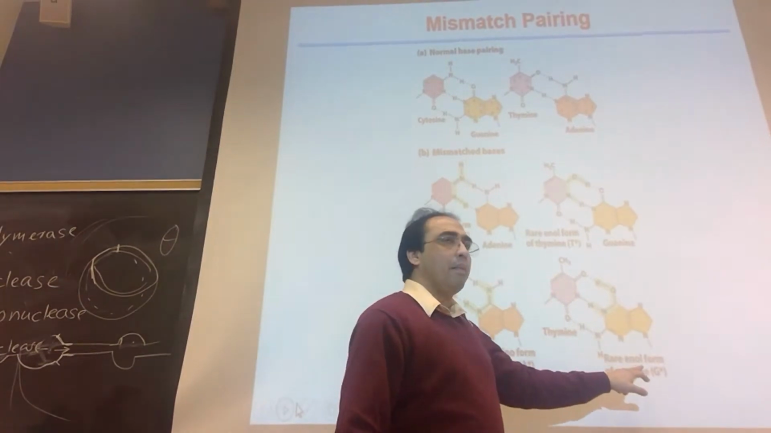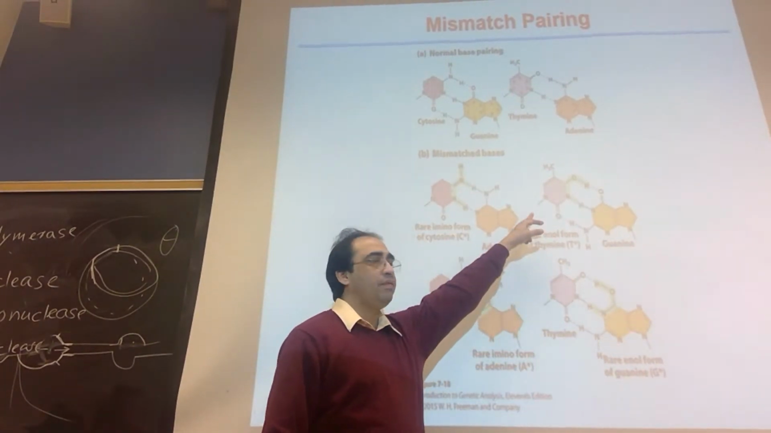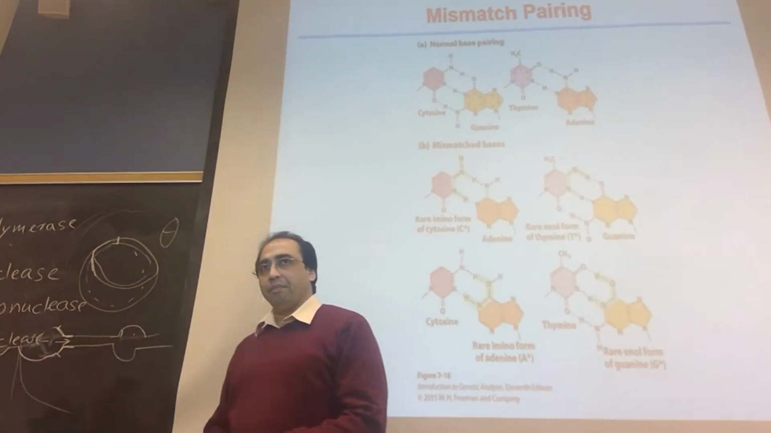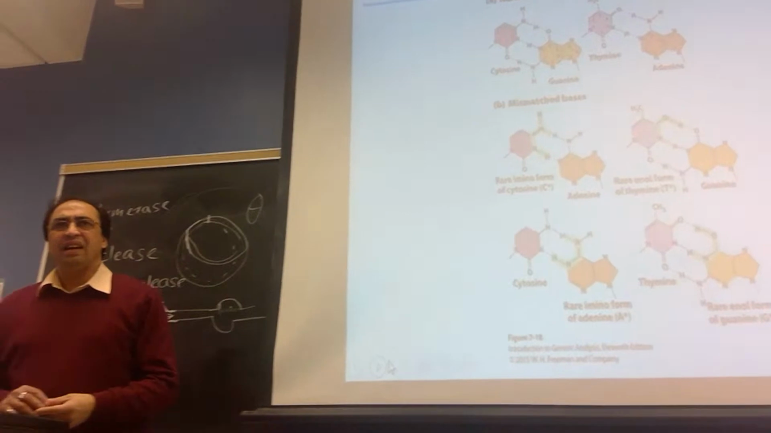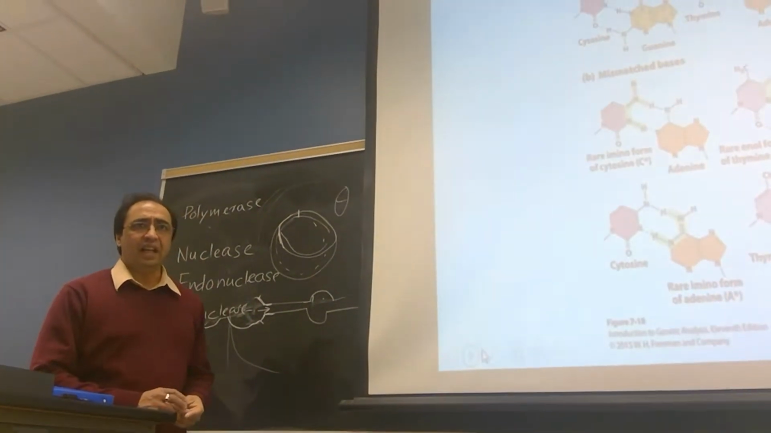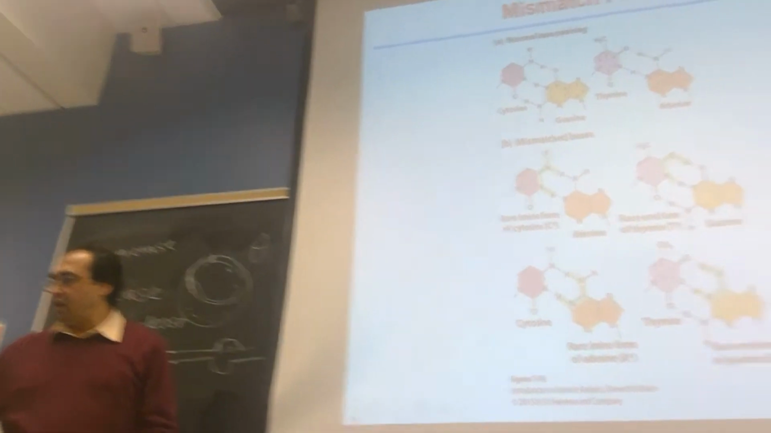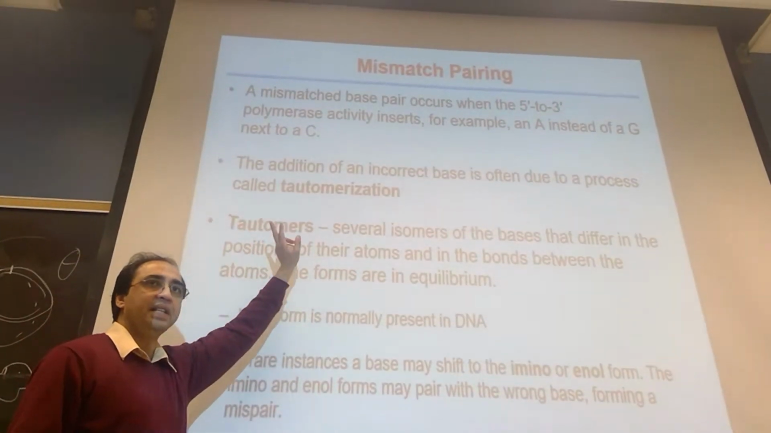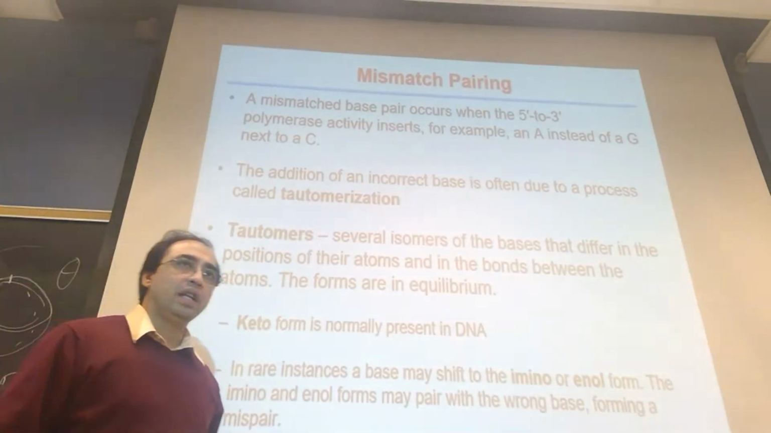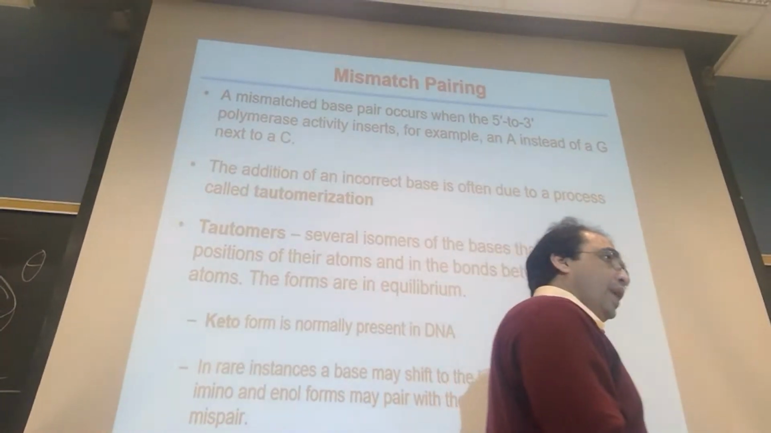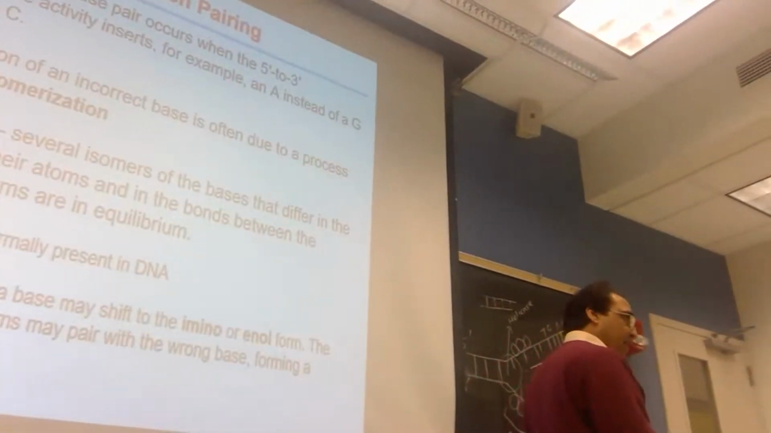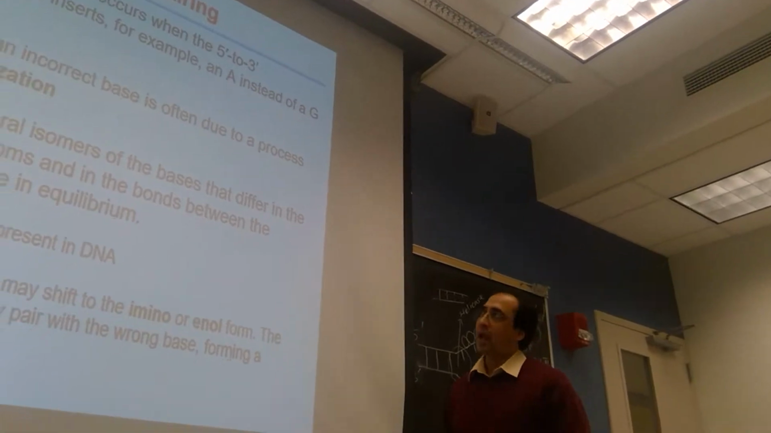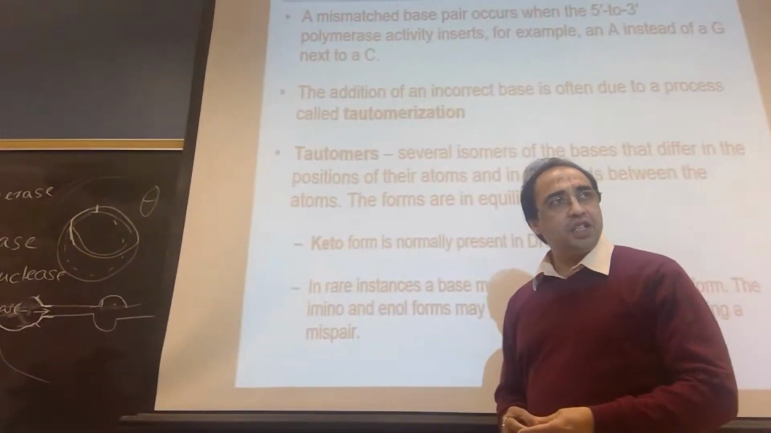Or thymine can bind with guanine if they have the imino form or enol form. It can happen sometimes, and that is very, very rare. These kinds of things are called tautomers. They are the isomers of the nucleotides which can form mismatch pairing with other bases. And this whole thing is called tautomerization.